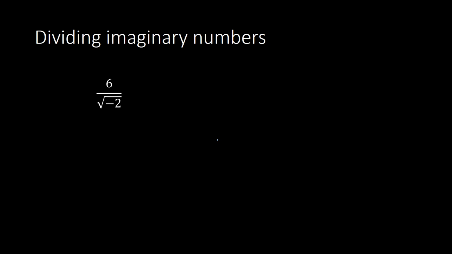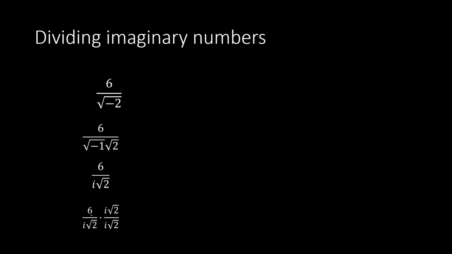Here's another example. We have 6 over the square root of -2. And you want to get rid of the radical in the denominator. So remember, first step is always to pull out the imaginary component first. So I could pull out the negative, so I can write this as the square root of -1 times the square root of 2. The square root of -1 is i. And now to get rid of the radical, we need to multiply by that i times square root of 2. And we do that for both the numerator and denominator.